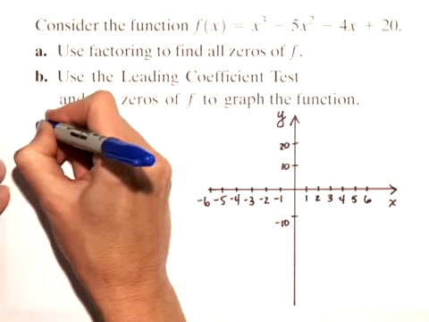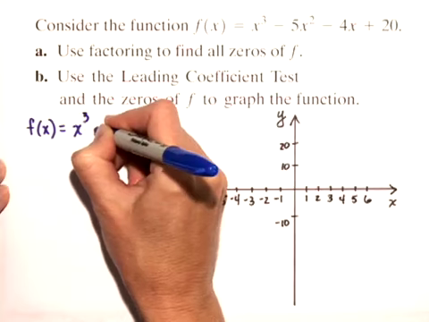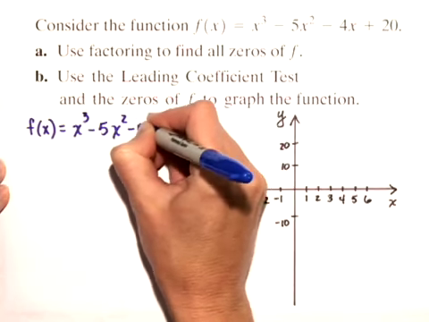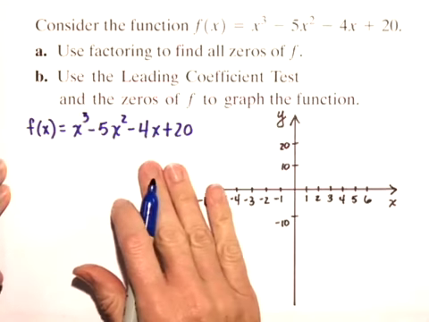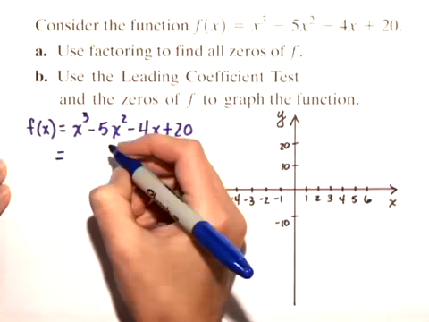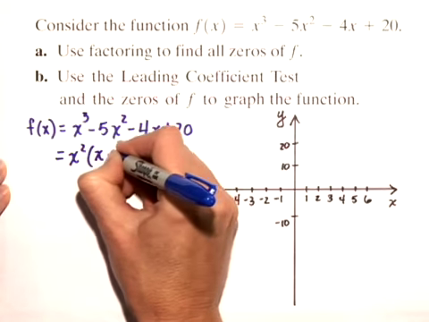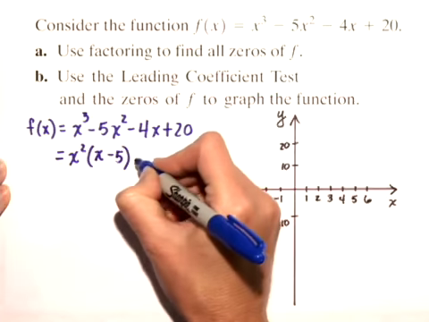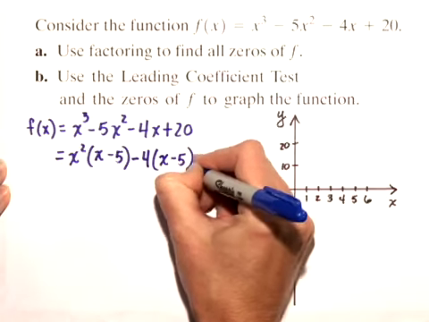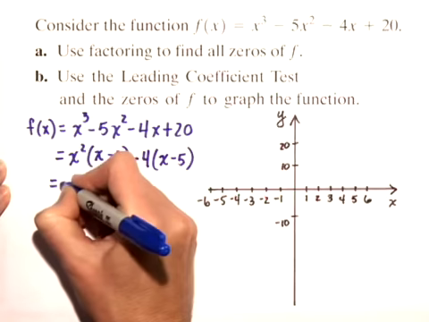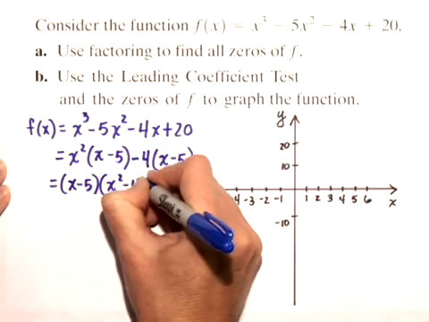So, we'll start with our function. F of x equals x cubed minus 5x squared minus 4x plus 20. Since we have 4 terms in this polynomial function, let's try factoring by grouping. For the first 2 terms, we'll factor out an x squared, and we'll have left x minus 5. And then we'll factor out a negative 4 from the last 2 terms, and we'll have x minus 5. So this factors nicely as x minus 5 times the quantity x squared minus 4.